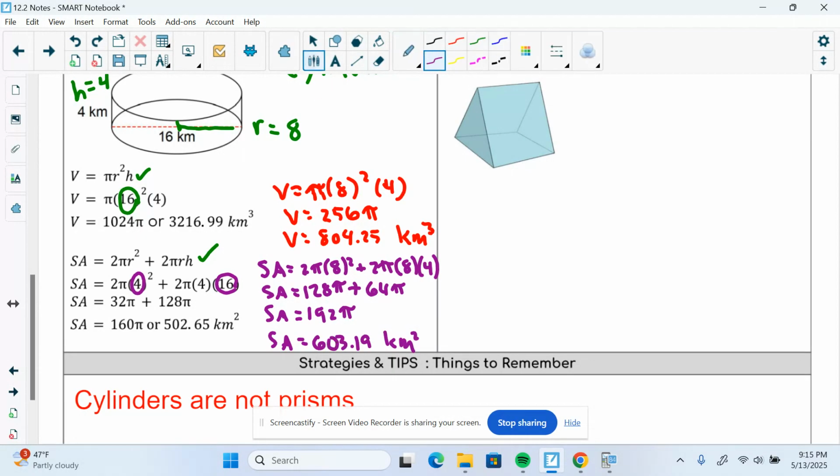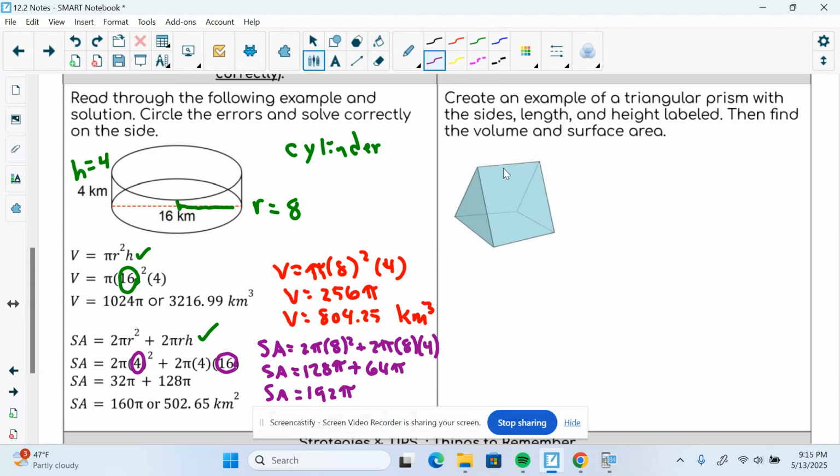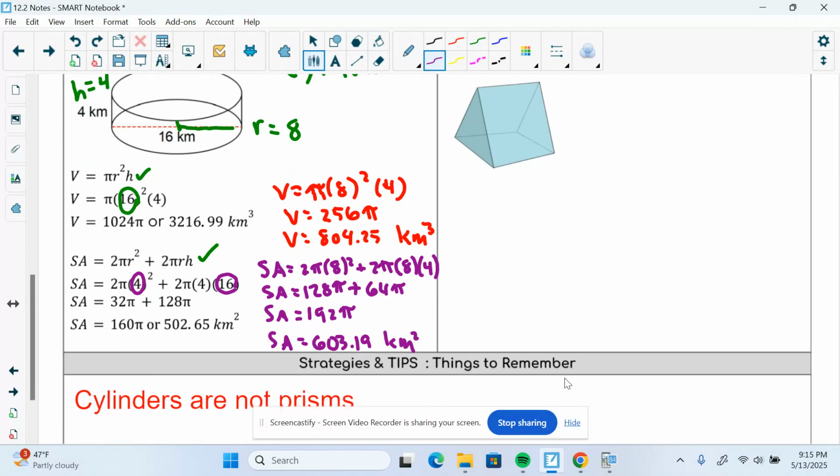As you do this next example, you're going to create a triangular prism. Make sure the numbers make sense. Find an example that you do in the homework, or look back in the other video. I did an example of a triangular prism there. And that is the end of this video.